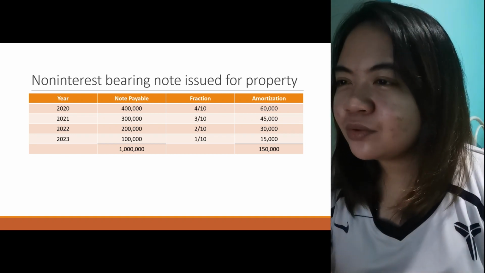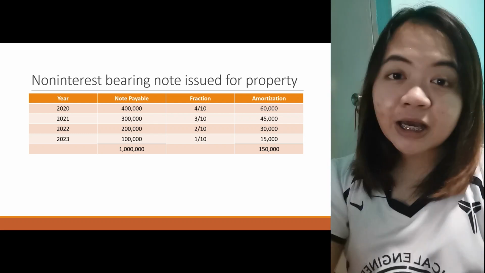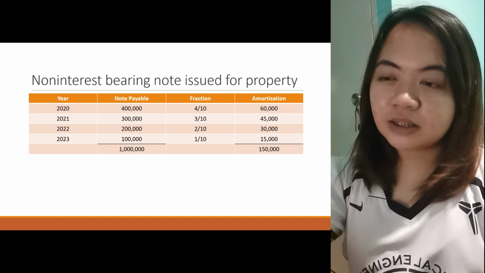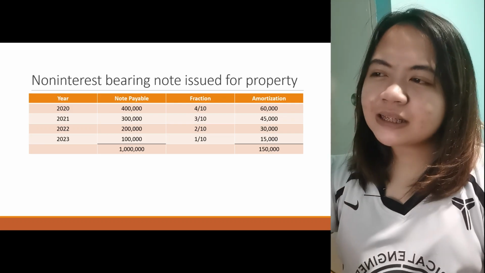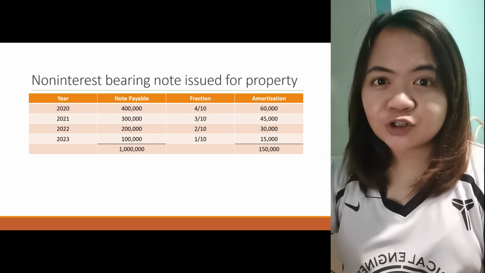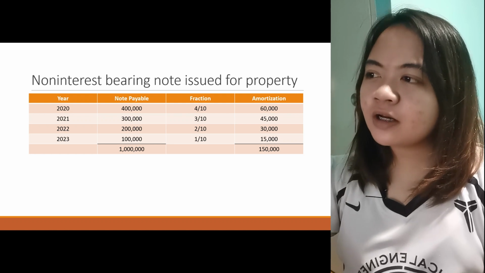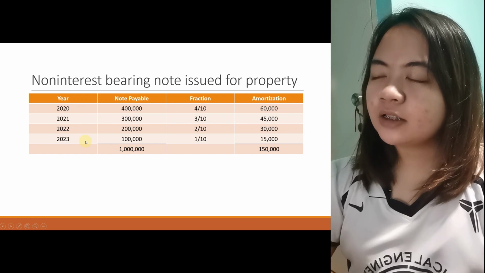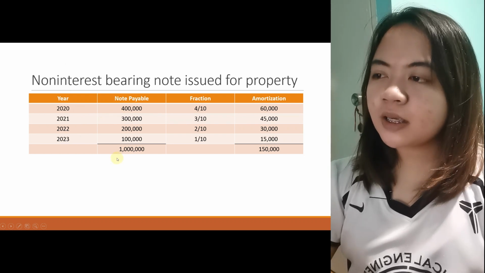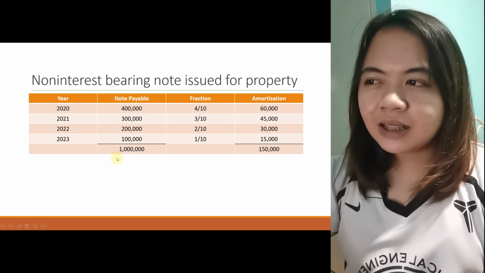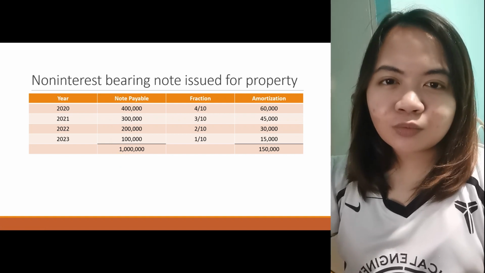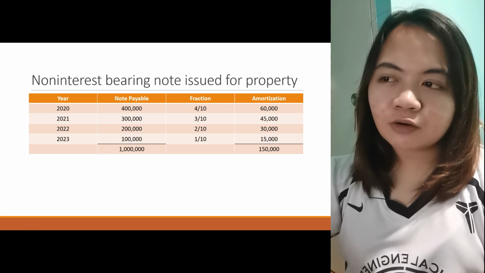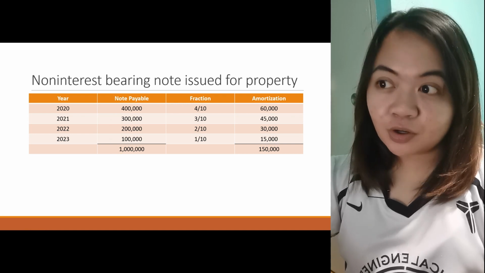Anyway, non-interest bearing note issued for property. So, we have here an example of an amortization, yung sa 60,000, paano siya na-compute, of an amortization based on fraction. Okay, so we have here, on the first column, you have the year, 2020, hanggang 2023. Then, the notes payable, it's projected na kung magkano na lang yung principal every year after you have paid the installment payment of 100,000 per installments.